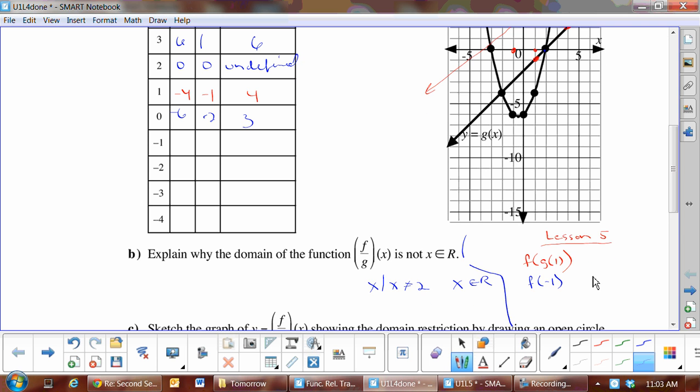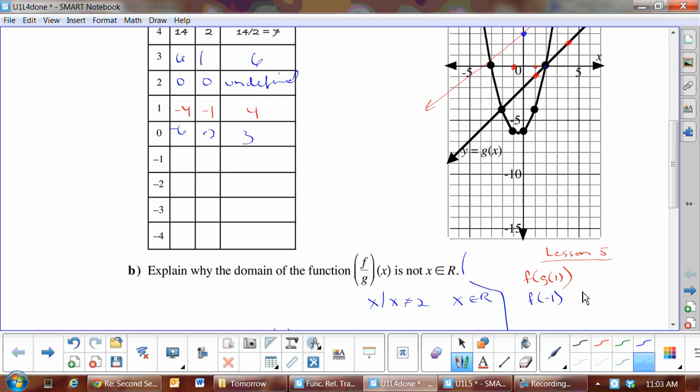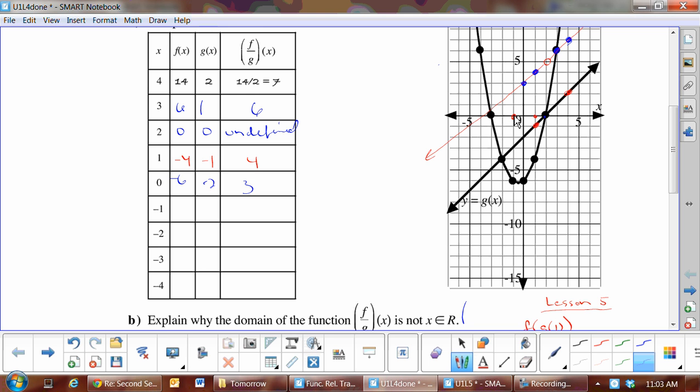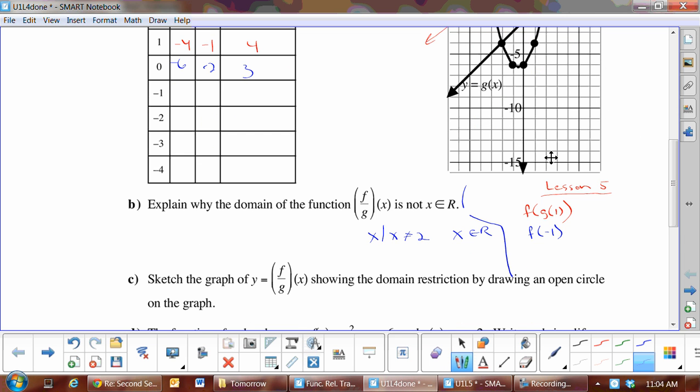Now, what's f of -1? So this x gives me the entire y. That y now becomes an x. So what is f of -1? It's right down here, right? You see it? So you should get -6.